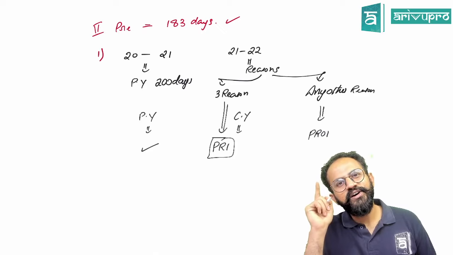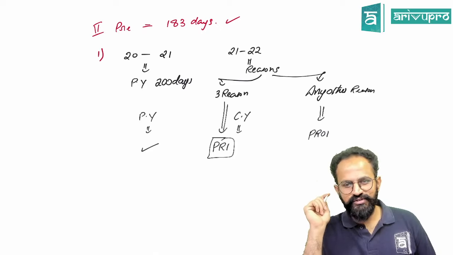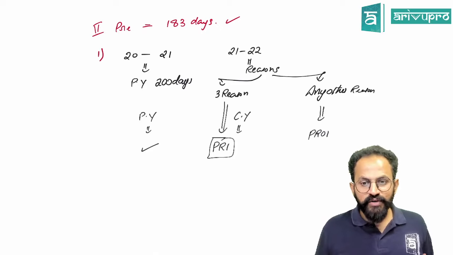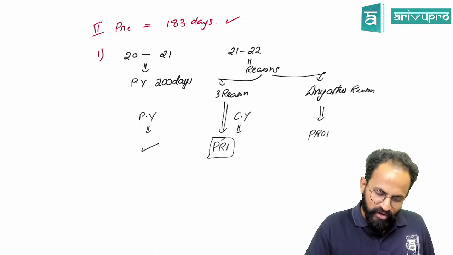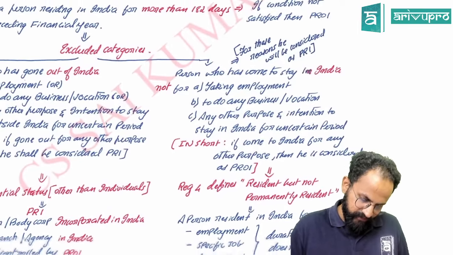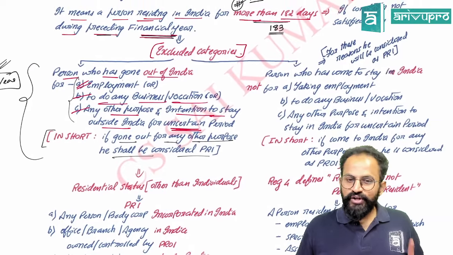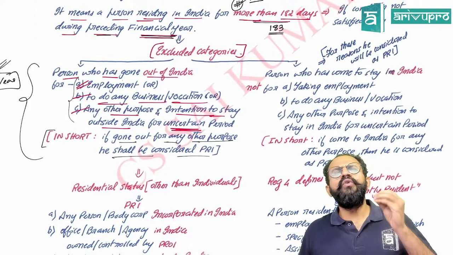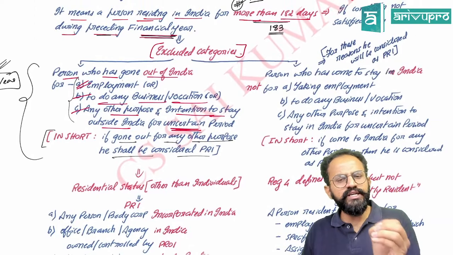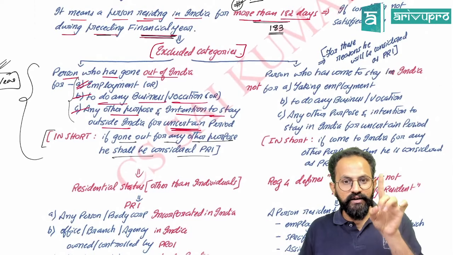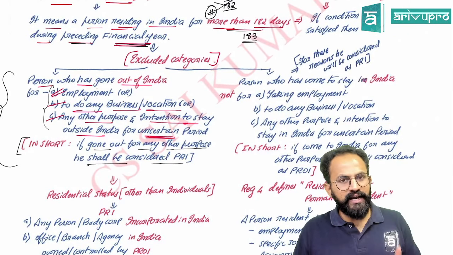Is this clear? All of you. Is this clear? Now read the text. This part is the worst drafted provision. Now see, excluded categories, correct?